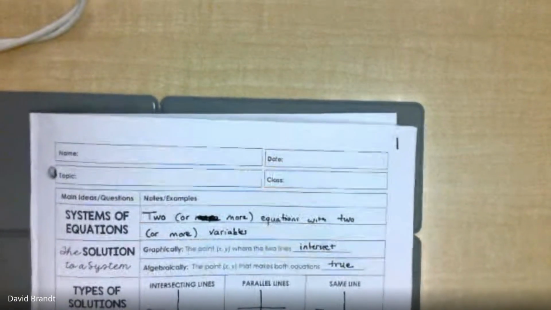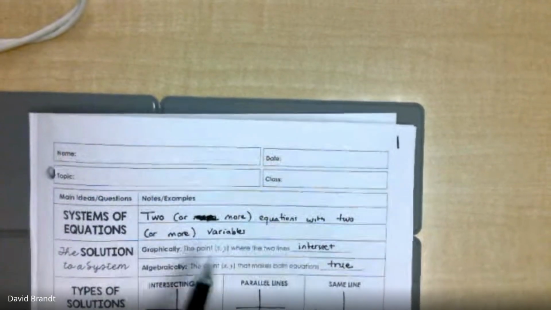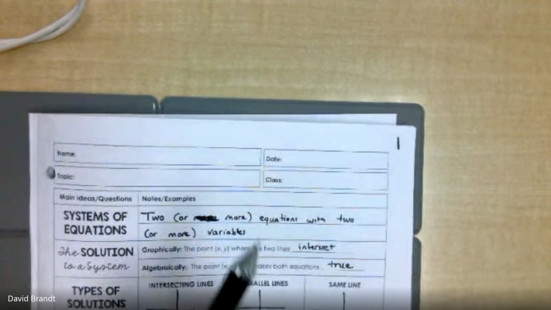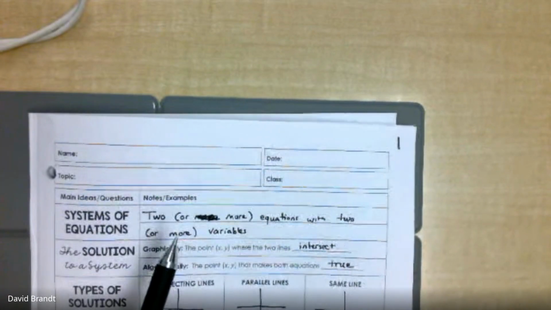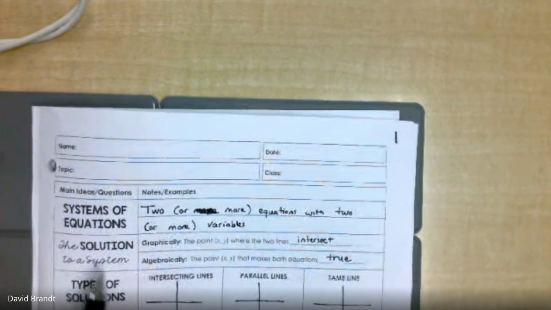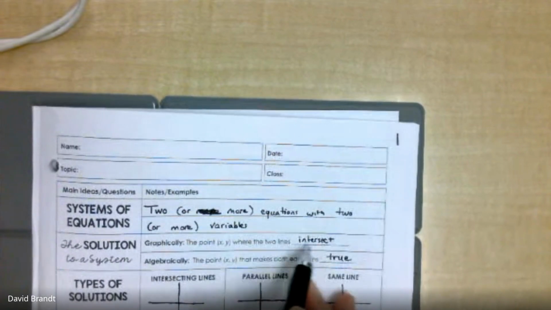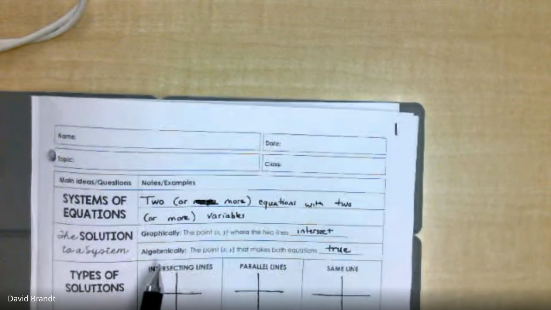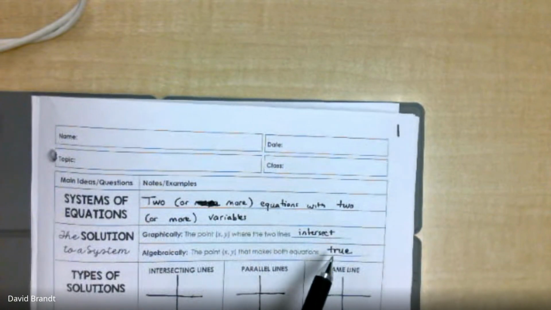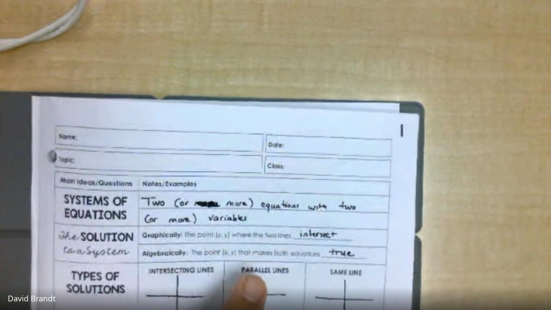All right. Now, what is a system of equations? A system of equations is two or more equations with two or more variables. We're not going to go over two, but if you get to like pre-calculus, you'll see equations that have more than two variables. You can have 50 variables, but we're just going to stick with two. Now, the solution of a system, graphically, it's the point where two lines intersect. You'll see what that means in a minute. Algebraically, it's the point that makes both equations true. Now, if you need to write that down, hit pause.